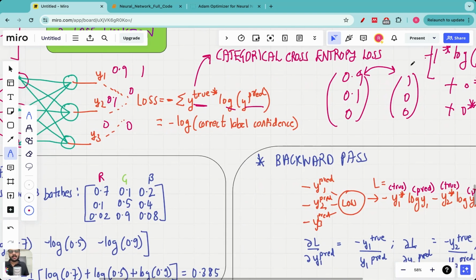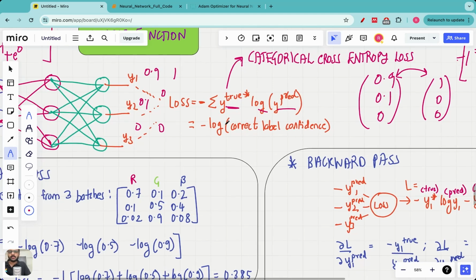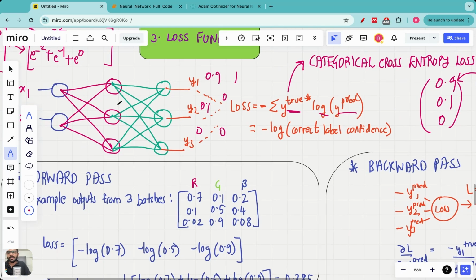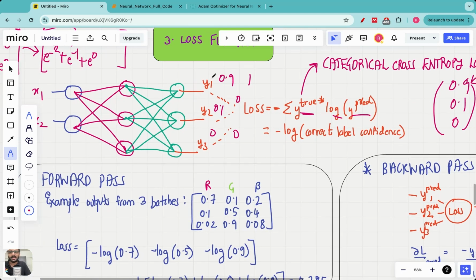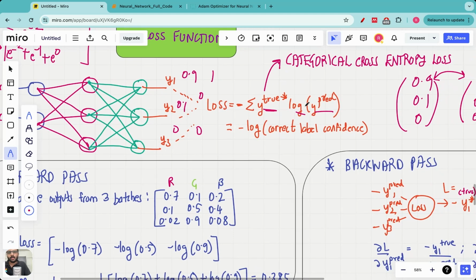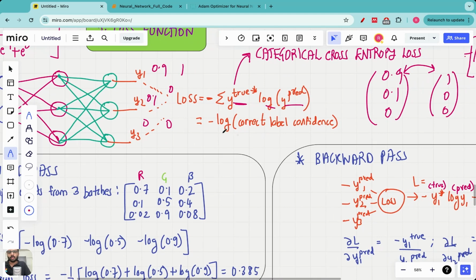So this formula can actually be simplified to a much easier formula, and that is just taking the negative log of the correct label confidence. So the first step is to look at the correct label for the data. For this data point, the correct label is the first one. Look at the confidence. There is 90% confidence, and take the negative log of that. So the loss will be negative log of 0.9.